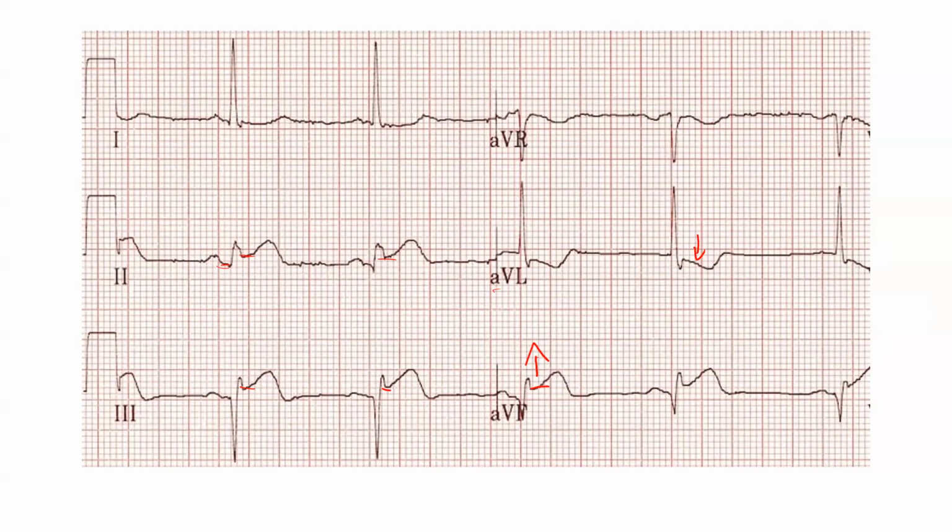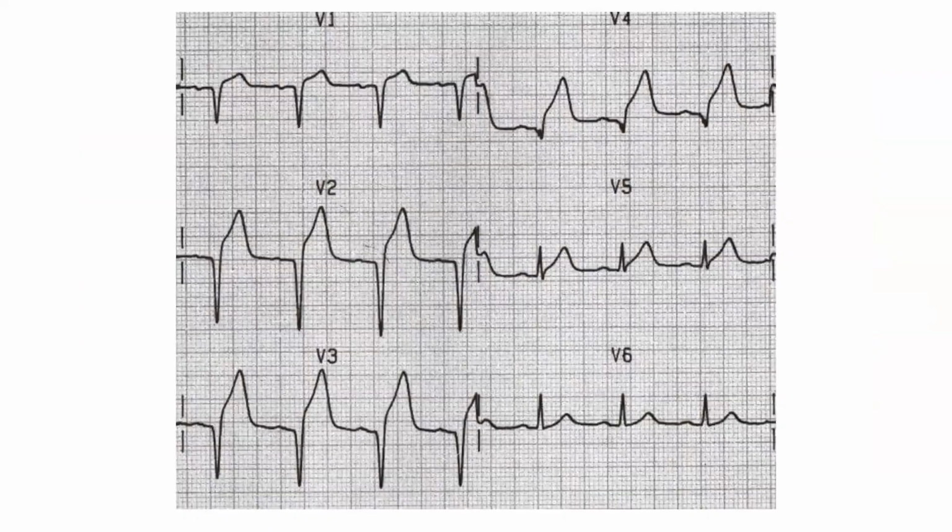Inferior infarction, we have lead 3 that's greater than lead 2. So we can expect a potential right ventricular infarction as well. So we really want to do a V4R for this patient to assess whether the right ventricle is potentially impacted. Same here.